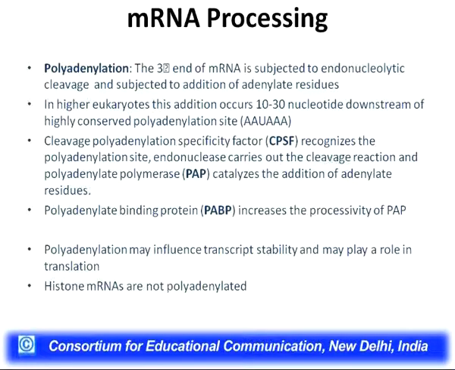But after a few adenine ribonucleotides have been added, there comes another protein known as polyadenylate binding protein. This polyadenylate binding protein increases the processivity of PAP, so that a stretch of adenyl residues are now added by PAP. This polyadenylation is necessary because it may influence the stability of the RNA, and it may also play a role during translation. However, certain mRNAs like histone mRNAs are not polyadenylated.